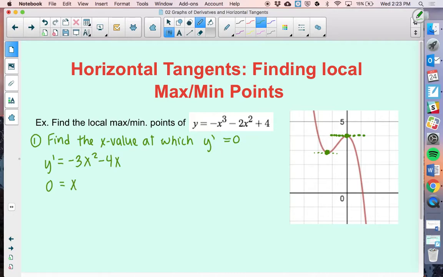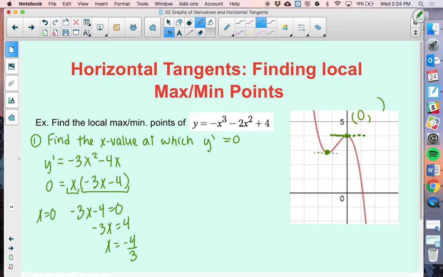So I can factor this, x times negative 3x minus 4. And now I know that each one of these factors could equal 0. So x equals 0, or negative 3x minus 4 equals 0. If I add the 4, negative 3x equals 4, divide, and we get negative 4/3. So now I know that the x value for this point is 0, and I know the x value for this point here is negative 4/3, but I still want to know the y value because it says that I need to find the actual point at which there's a max or a min.